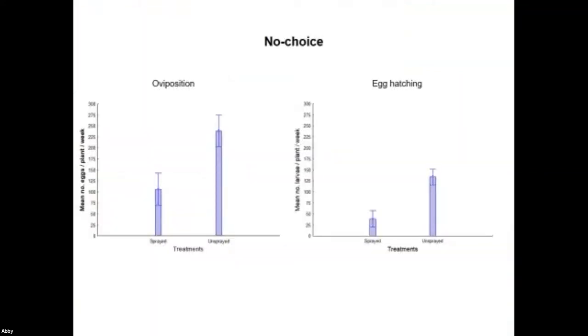If you look at the oviposition results on your left, your y-axis is the mean number of eggs per plant per week, and x-axis is our treatments, which are sprayed and unsprayed plants. You can see that more eggs were laid on unsprayed plants and fewer eggs on sprayed plants. Moving to the right, there are egg hatching results. Your y-axis is the mean number of larvae per plant per week, and x-axis is the same treatments. You can see that more eggs hatched from unsprayed plants and fewer on sprayed plants. Comparing the oviposition and egg hatching results, there was more survival from egg stage to first instar larval stage on unsprayed plants.